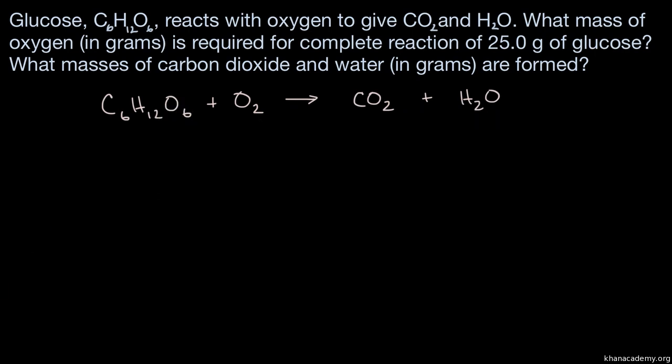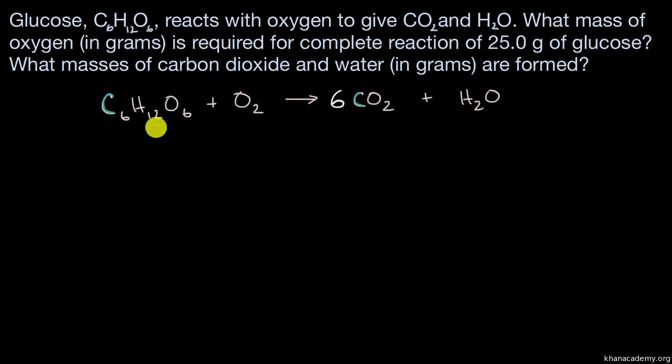Let's just go element by element. First let's focus on the carbons. We have 6 carbons on the left-hand side of this reaction. How many carbons do we have on the right-hand side? Right now we only have 1 carbon in this carbon dioxide molecule. So if we want the carbons to be conserved, we need to have 6 carbons on the right-hand side as well. So let me throw a 6 there. Now my carbons are balanced, 6 on the left, 6 on the right.